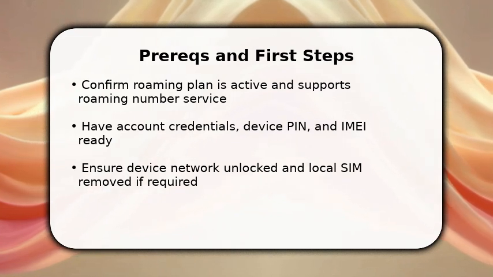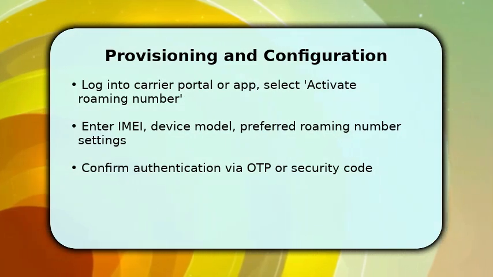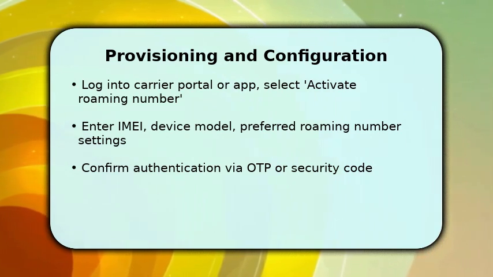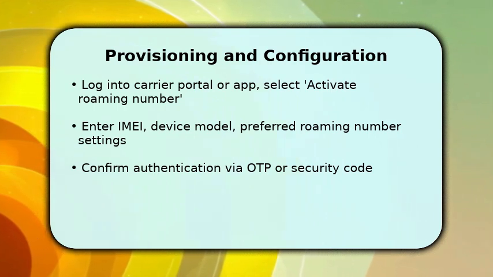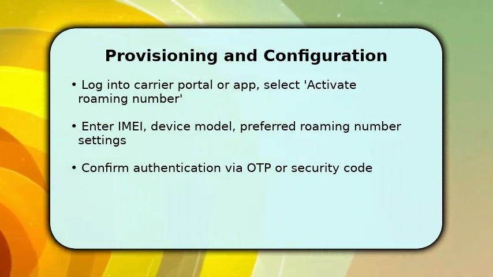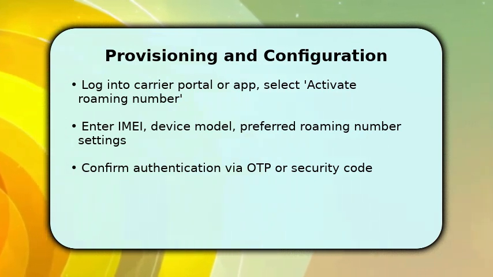You now provision the number through the carrier portal or app. This is where the magic happens. Log in, choose Activate Roaming Number, and input the IMEI plus device model so provisioning targets your hardware. Select preferences like Preferred Number Presentation and Voicemail Routing. These choices affect billing and caller ID.